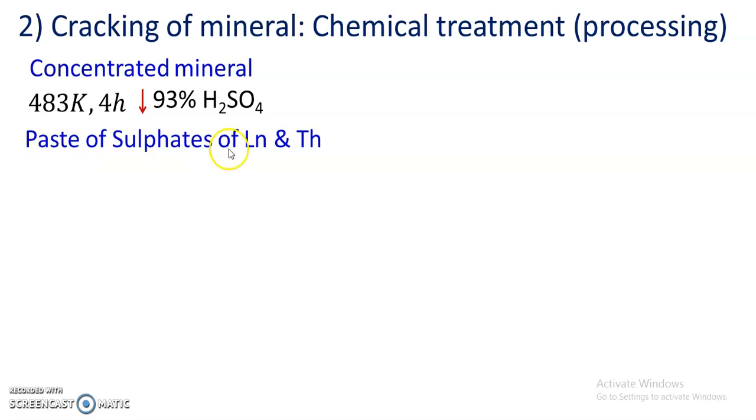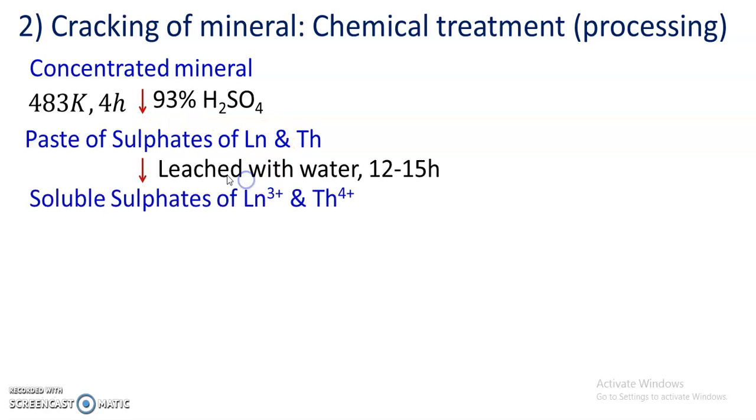So we get a solid paste or precipitate of sulfates of lanthanides and thorium. This paste is then leached with water for 12 to 15 hours. Just water is added to this paste and the mixture is stirred for 12 to 15 hours.